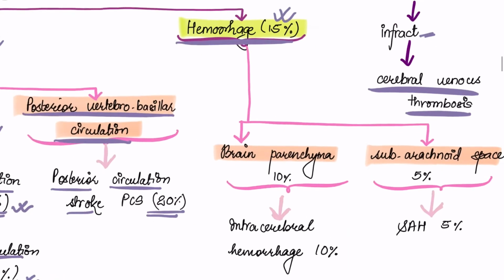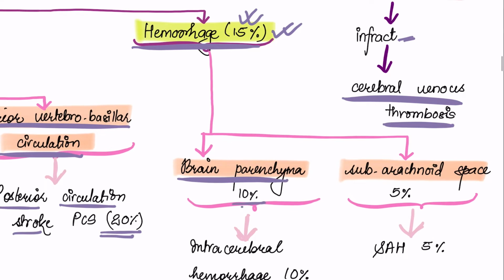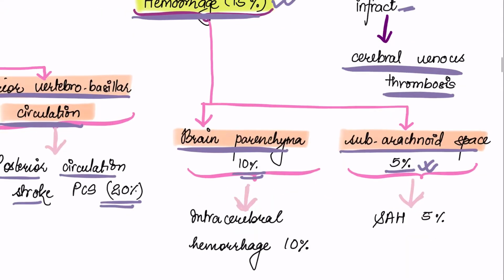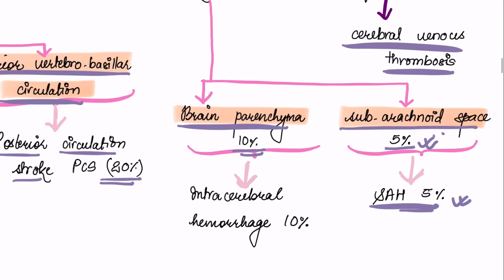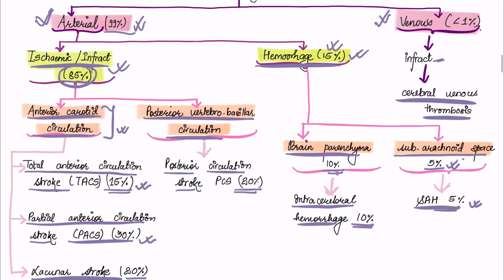Now let's talk about the hemorrhagic stroke. The hemorrhagic stroke is further divided into the one which involves the brain parenchyma, that is 10%, and the one which involves the subarachnoid space, which is 5%. The one which involves the subarachnoid space is called subarachnoid hemorrhage, which constitutes about 5%, and the one which involves the brain parenchyma is called intracerebral hemorrhage, which constitutes about 10%. This was the overall classification of the stroke.